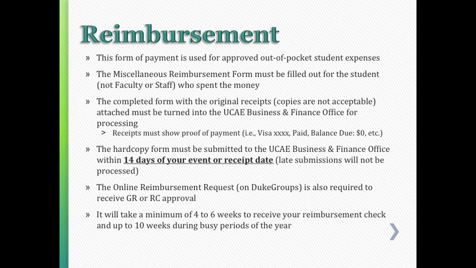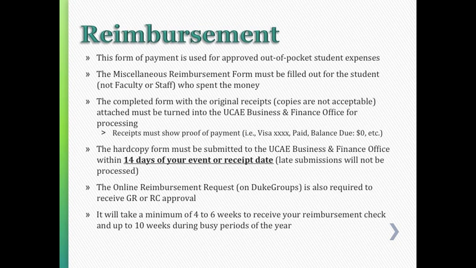Students can be reimbursed when they spend their own personal funds on approved house expenses. The hard copy reimbursement form must be completed for the student that made the purchase. The UCAE Business and Finance Office must receive the completed paper form with the original receipts attached showing proof of payment. We highly recommend keeping copies of the reimbursement form and receipts that are turned in.